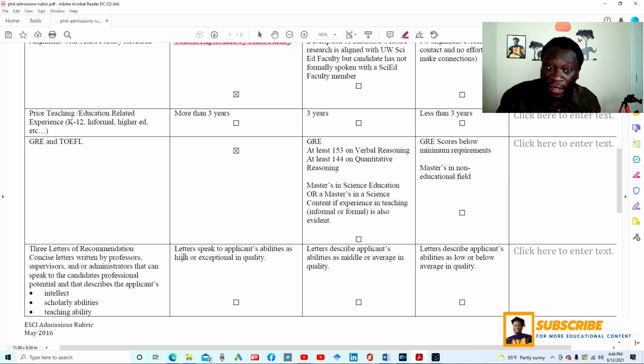Now, if you're going to score high, you can see that the applicant's abilities are high or exceptional in quality. I know a lot of recommenders use just some generic letters for most people. That would not work most times.